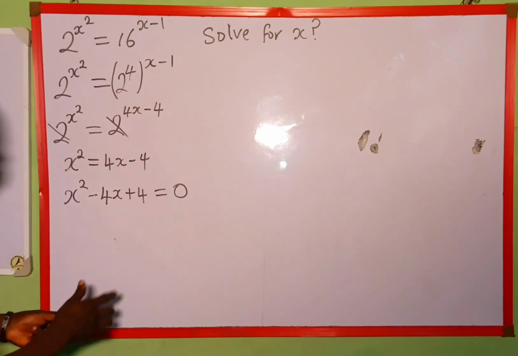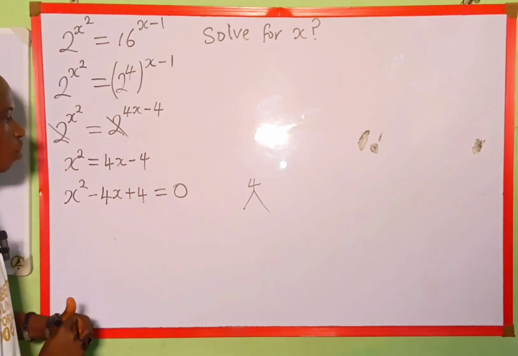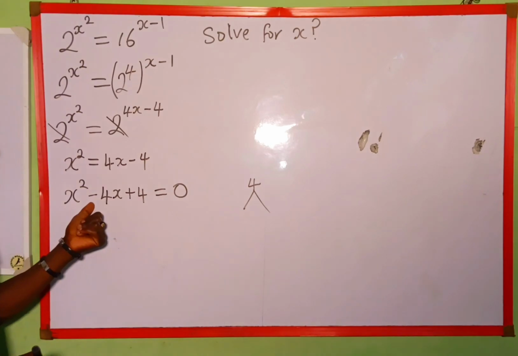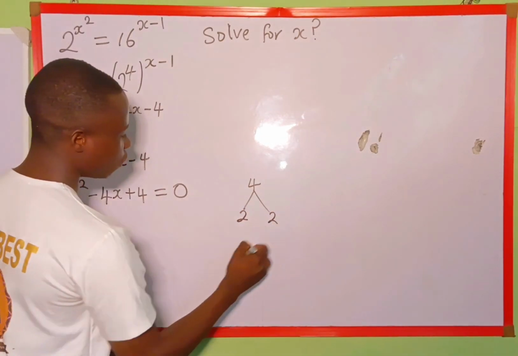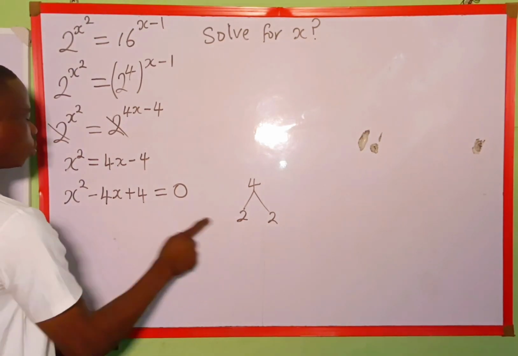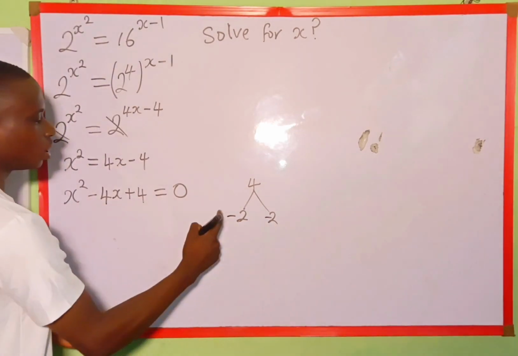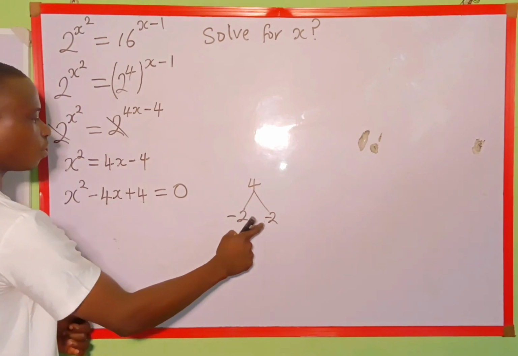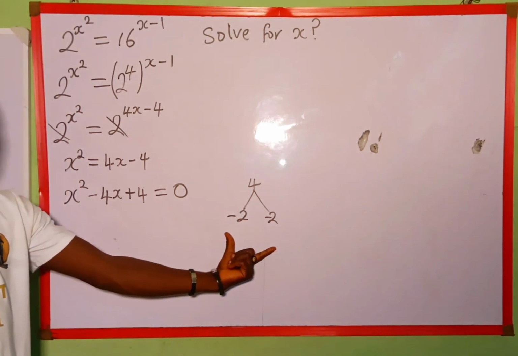Now, in this quadratic equation, we have so many methods of solving, but the fastest way we are going to use is to consider this constant, which is 4. We look for 2 factors of 4 that, when we multiply, we get the constant 4, and when we add together, we get the middle coefficient, which is negative 4. So 2 and 2 are factors of 4. 2 multiplied by 2 gives us 4, but 2 plus 2 is not going to give us negative 4. So we try negative, negative. Negative 2 multiplied by negative 2 gives us 4. Negative 2 plus negative 2 gives us negative 4. So these are the two numbers we are going to use.